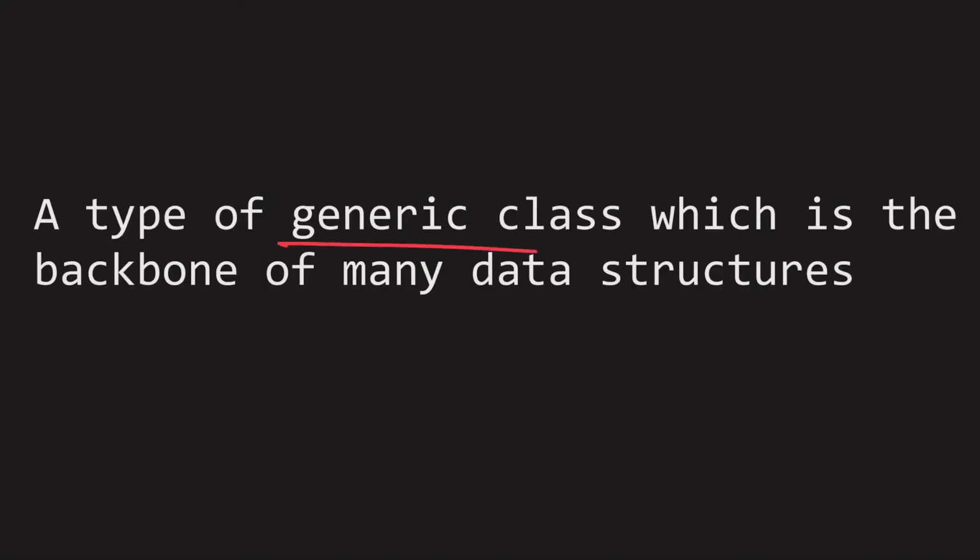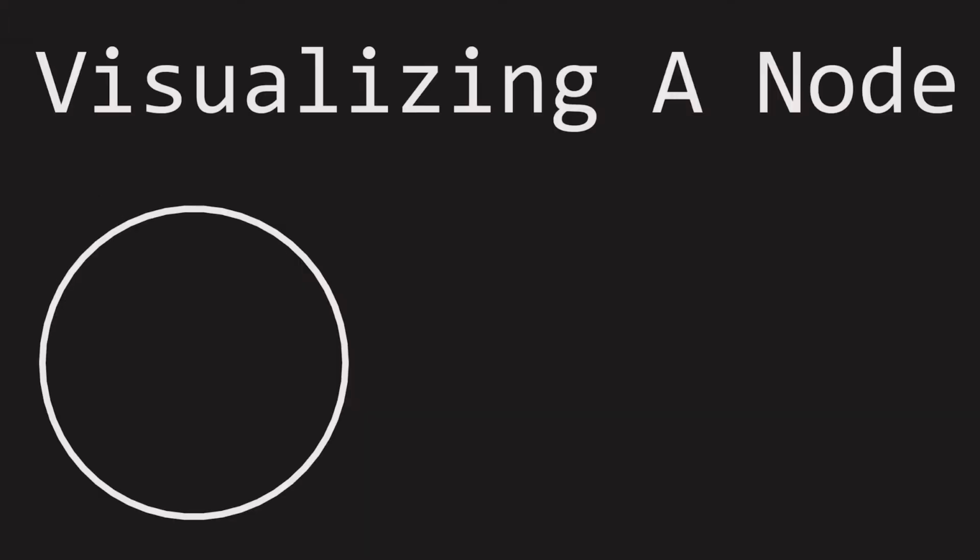What are nodes? They're a type of generic class and are the backbone to many data structures. Nodes are a relatively abstract concept that is very important when it comes to learning about other data structures. Here is our node. And nodes are comprised of two parts.